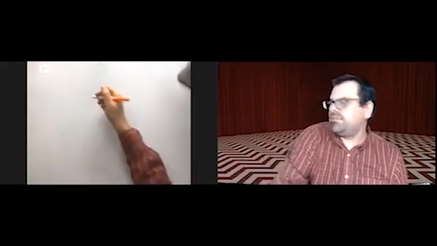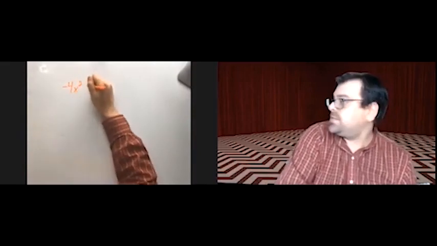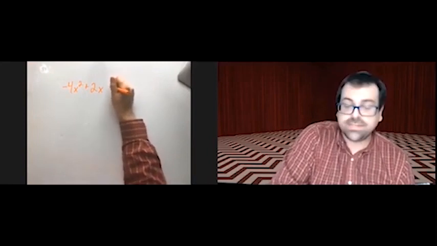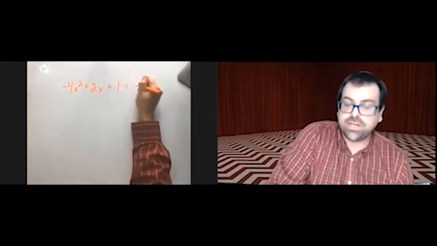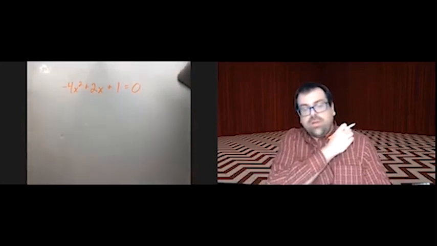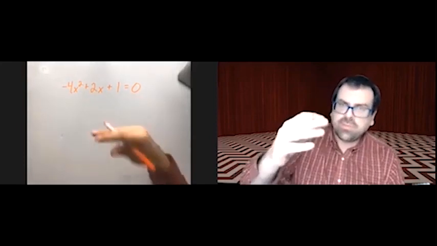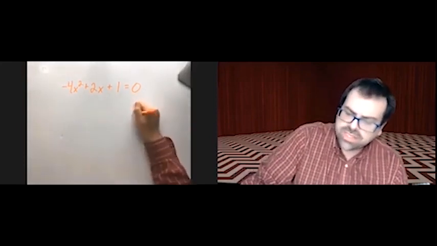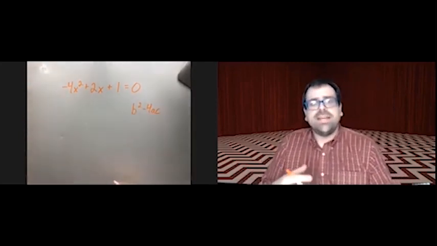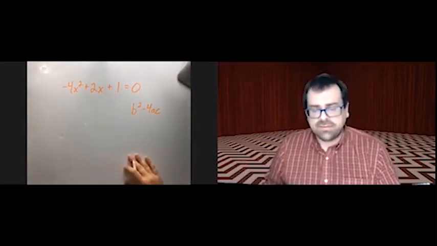Speaking of the quadratic formula, if we had negative 4x squared plus 2x plus 1 equals 0, and we wanted to find the discriminant, that's the part that's under the square root. That's just the b squared minus 4ac. We could use the discriminant to tell us how many and what type of answers we would expect in the full problem.